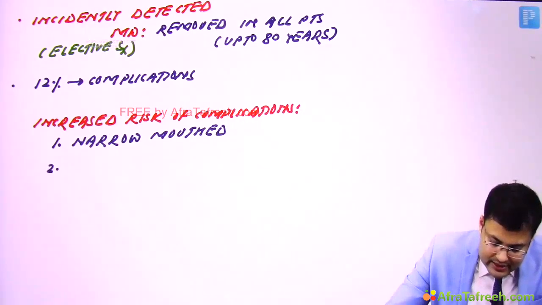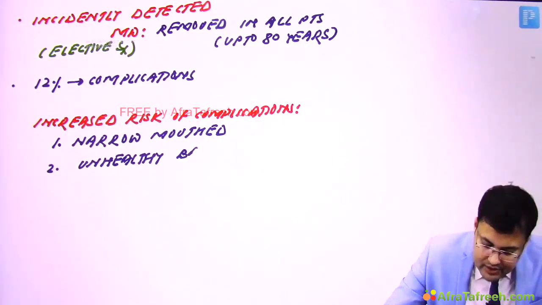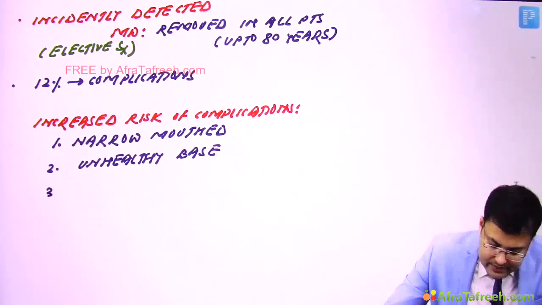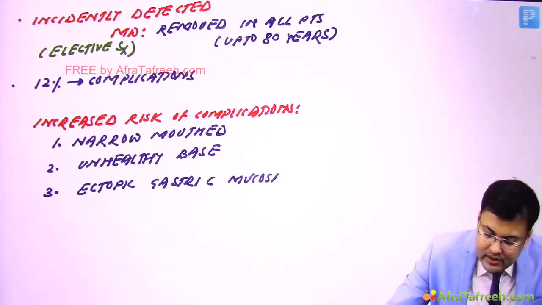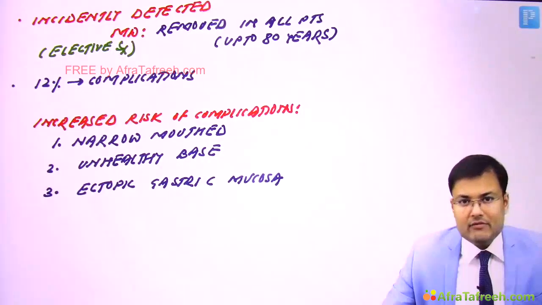Second, unhealthy base. And generally why is there an unhealthy base? Because there is presence of ectopic gastric mucosa. Clear? So these are important points related to Meckel's diverticulum.